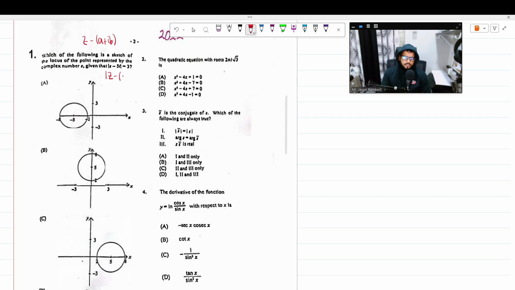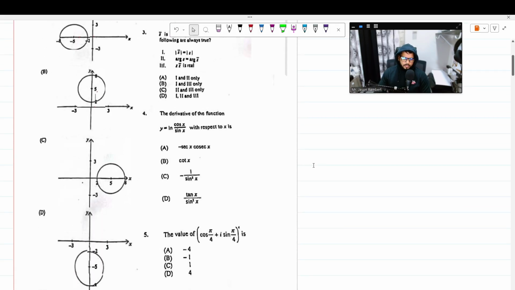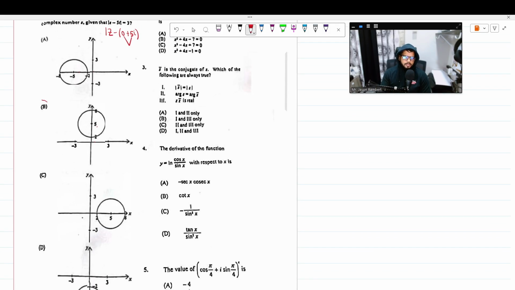It's supposed to be a plus ib in the brackets, z take away. So a is going to be 0. And in order to maintain the minus 5i, I'll have the plus 5i inside. So the center is going to be (0, 5). (0, 5) is going to be B. Yep, so the answer is B.